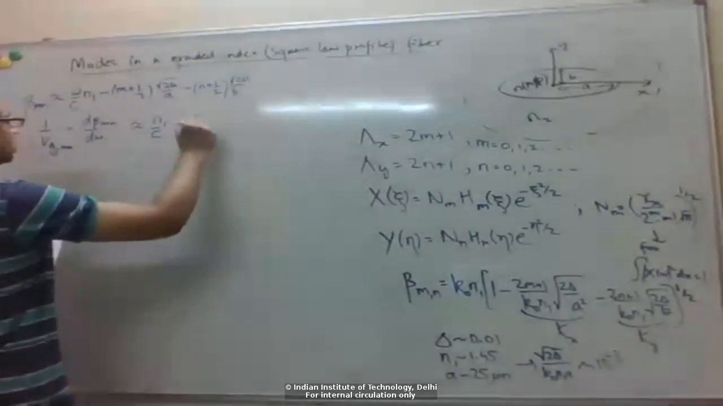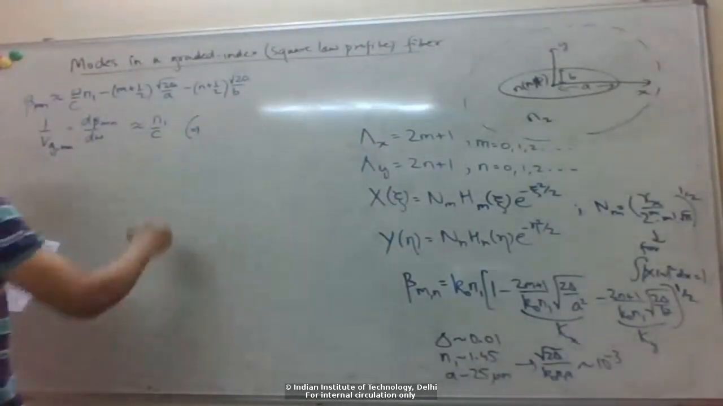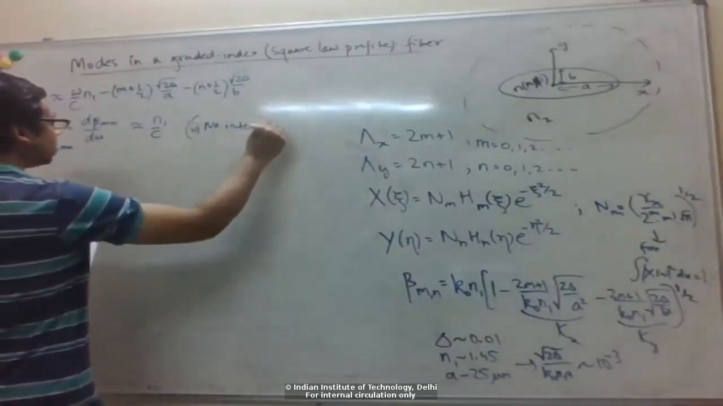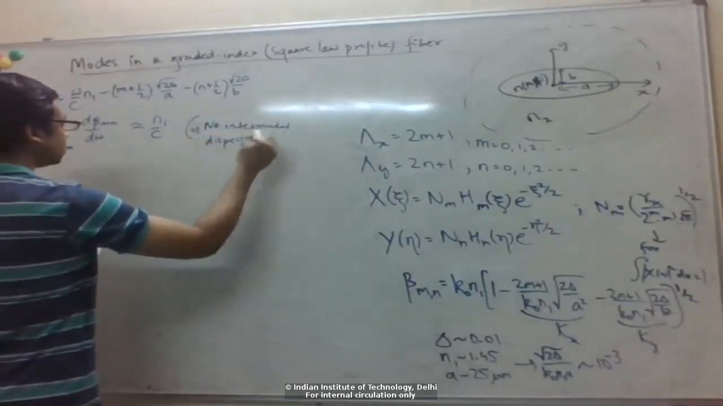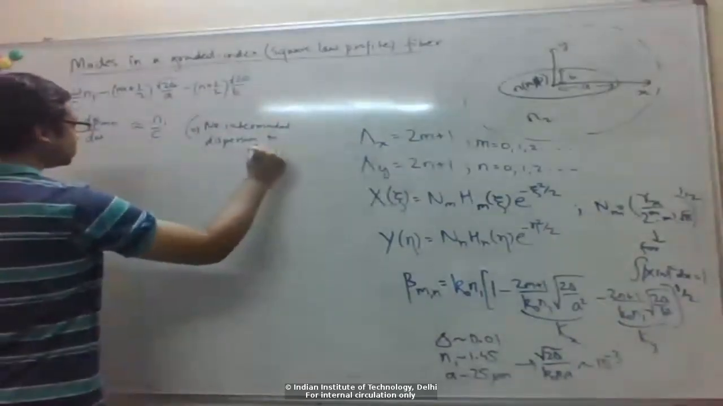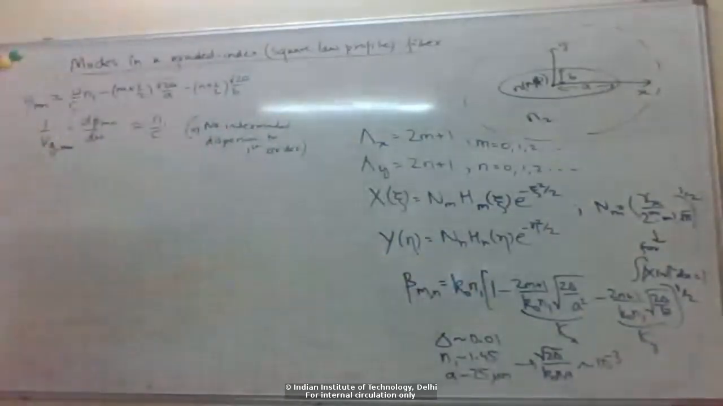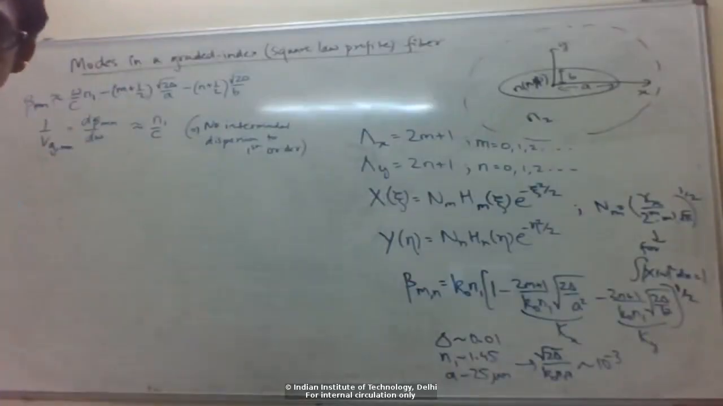So this implies that all the modes travel with the same speed, and so there is no intermodal dispersion, at least to first order, right? Because we used the Taylor expansion here of the first order. Okay, so again, just showing that gradient index fibers have lower dispersion than step index.